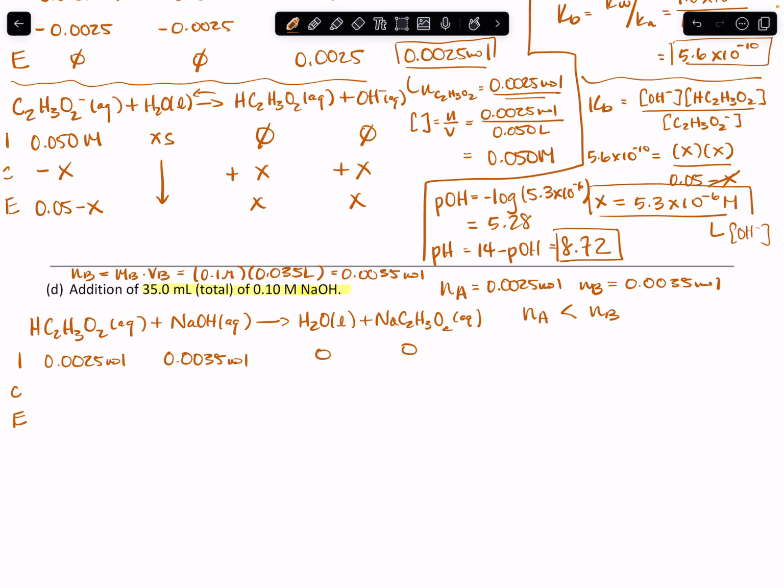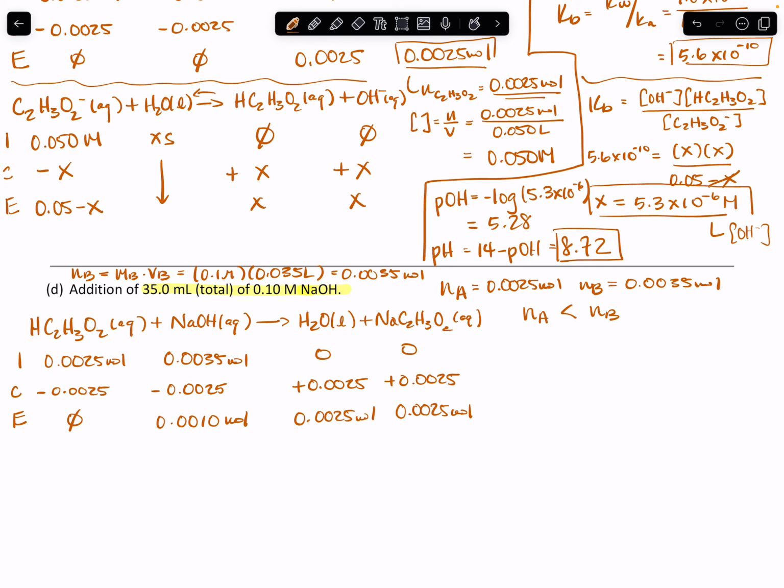All right, the change this time is going to be the acetic acid. We're going to use up all of it. It gets neutralized. 0.0025 gets lost. We're going to use that same molar amount of our base, and then we're going to form those amounts of the water and the sodium acetate. So I won't have any of my weak acid left. I'll have 0.0010 moles of strong base left, and I'm going to form 0.0025 moles of water molecules and 0.0025 moles of sodium acetate.